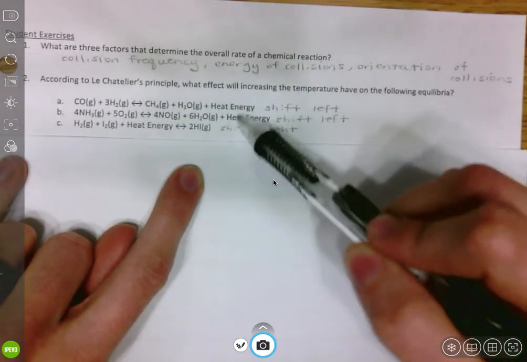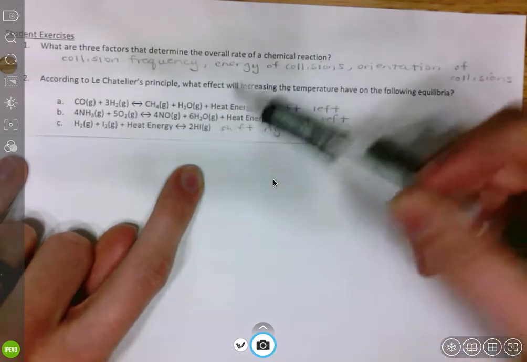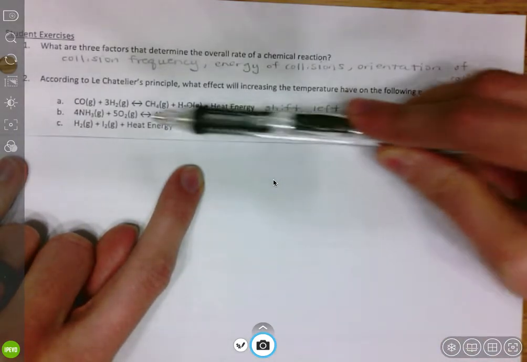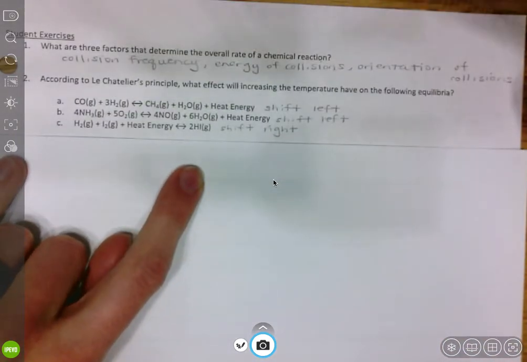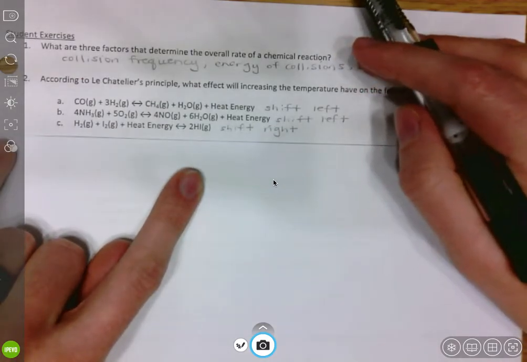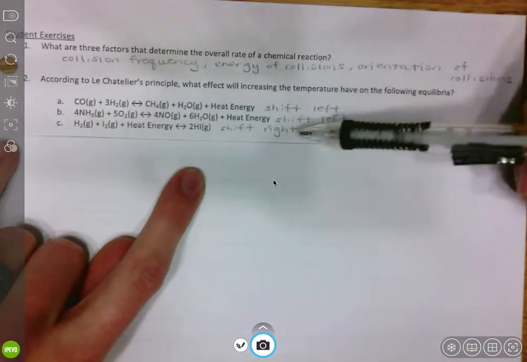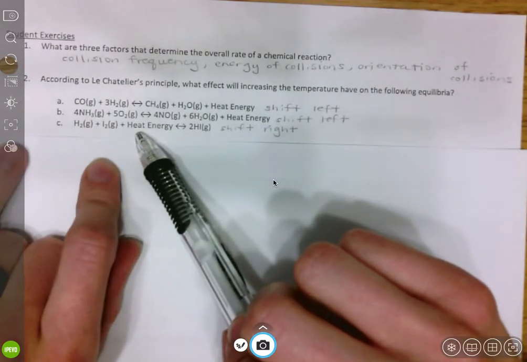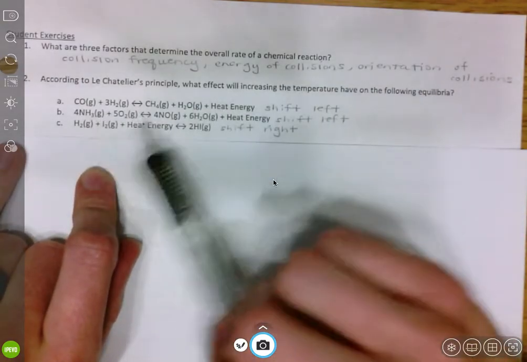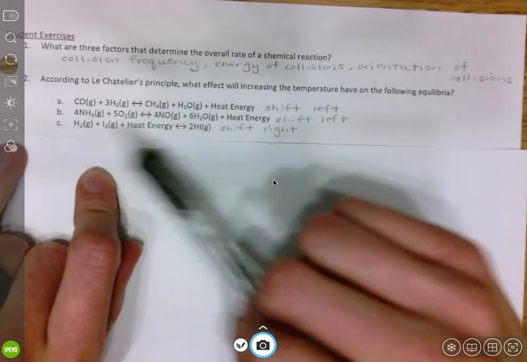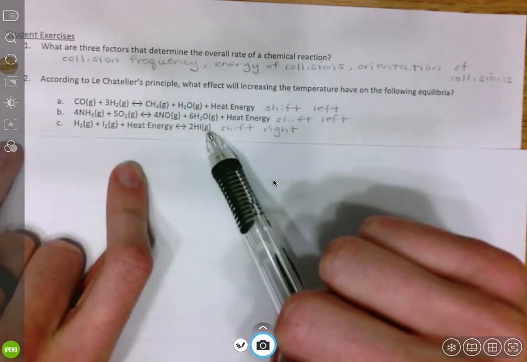Same over here. We got heat energy over here. We have more heat on our product side, so we need to move to the left to use up that heat, to fix that excess heat on our reactant side. Okay, and for endothermic, if we are increasing the temperature, we get to use up that heat energy here to form our product. So we're shifting to the right.